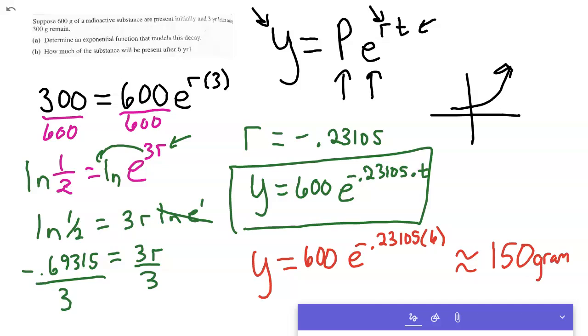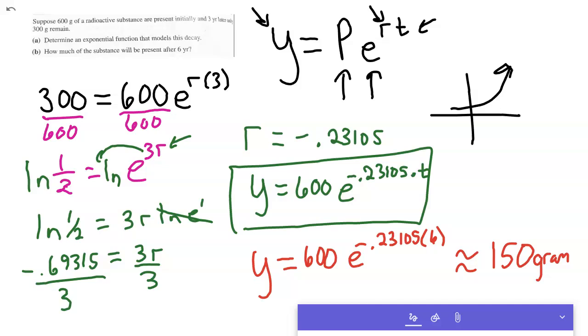Now that should make sense because in 3 years we had half the material left. So 6 years is another 3 years. So half of 300 is 150. And so it should make sense for that part of it. All right. So that's the first problem.